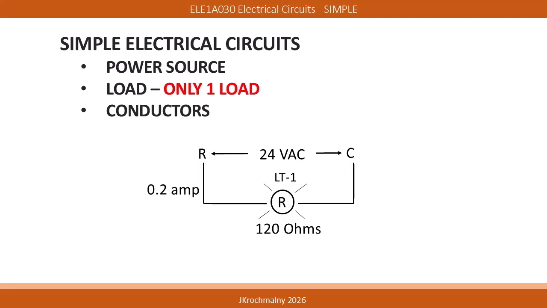This slide shows a ladder diagram showing the applied voltage being 24 volts AC power being connected to a 120 ohm light bulb. Above the light bulb symbol, you'll notice an LT-1. With 24 volts flowing in this circuit, we identify 0.2 amps flowing.